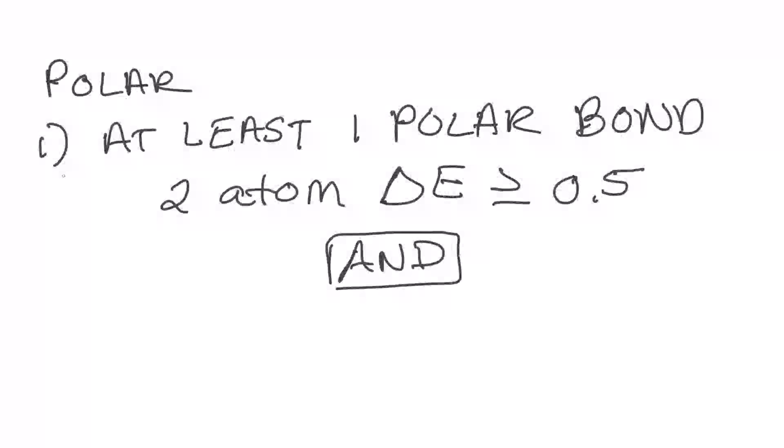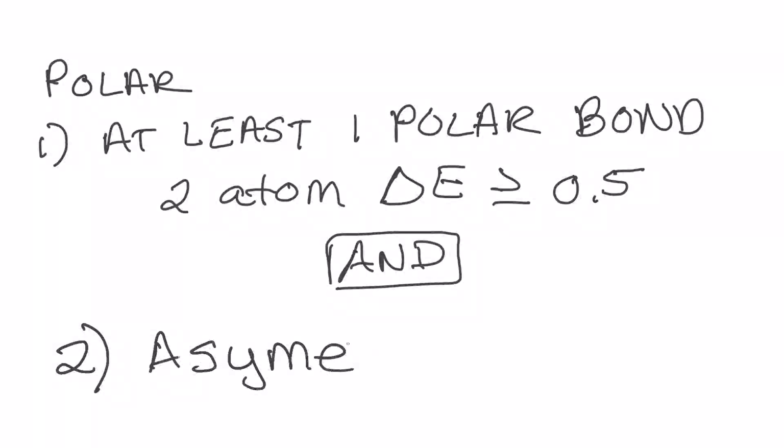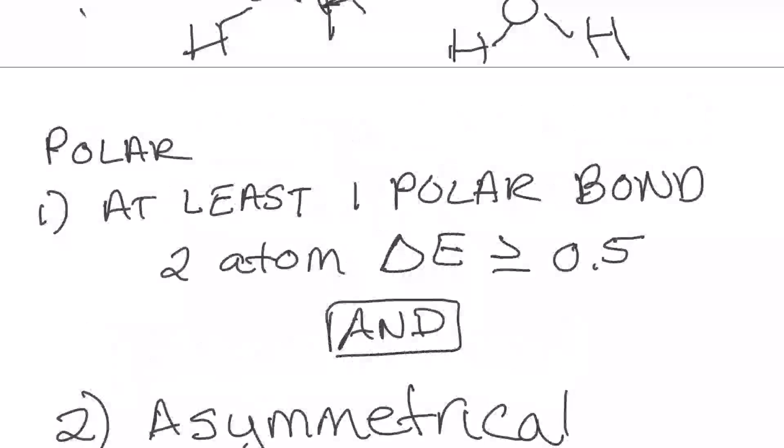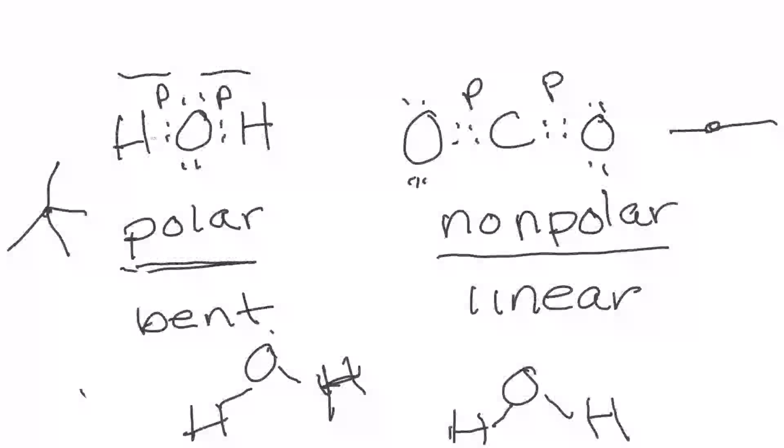So, let's go back to our rules. Something is polar if it has at least one polar bond. We just described that. And it has to be asymmetrical, which is not symmetrical. So let's go back to our example. Water has at least one polar bond. There's a polar bond here and a polar bond here. And it is asymmetrical. It is bent. Bent shapes are never symmetrical. Their tops are different from the bottoms.